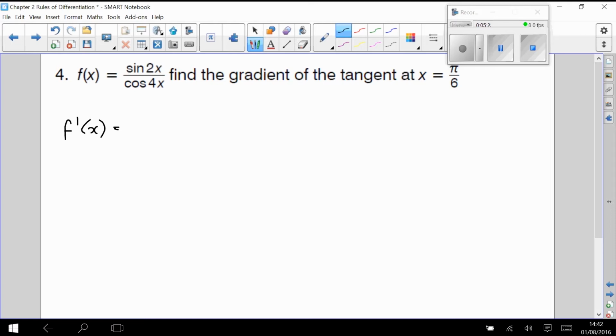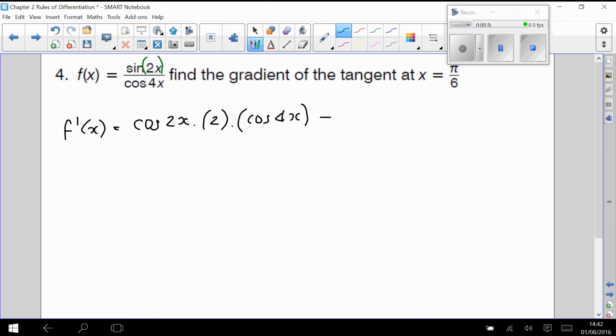If I want to find the derivative of this function, and I use my quotient rule, I say find the derivative of the numerator function. The numerator function has got two functions in it. So the derivative of the outer function, sine of x, is going to be cos of x. So I write cos 2x. I times that by the derivative of the inner function, which is 2. And I must still times all of that by the function in the denominator, which is cos 4x.